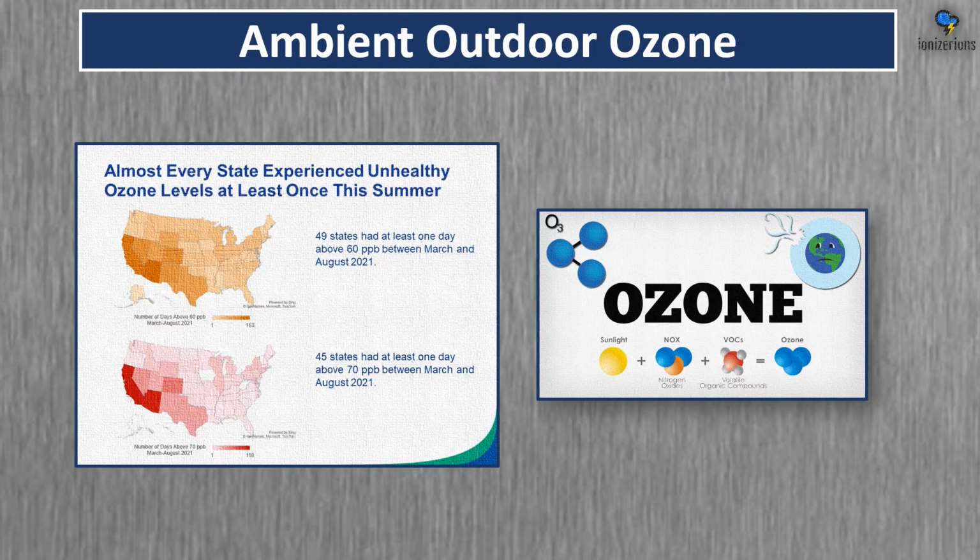Ambient outdoor ozone. Many people don't realize ozone is an ambient molecule that exists in air at all times. During the summer, it's extremely high, especially in high traffic areas. Ozone is created from many chemical reactions, and it could be sunlight, nitrogen oxides, and volatile organic compounds. Ozone is a very misunderstood molecule. Again, it exists in outdoor air at all times.